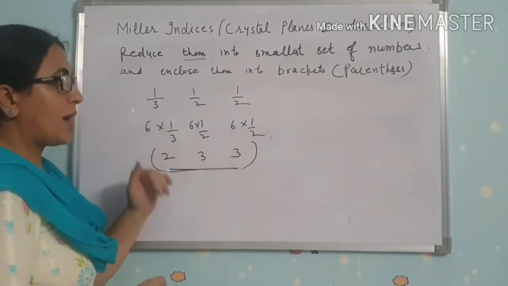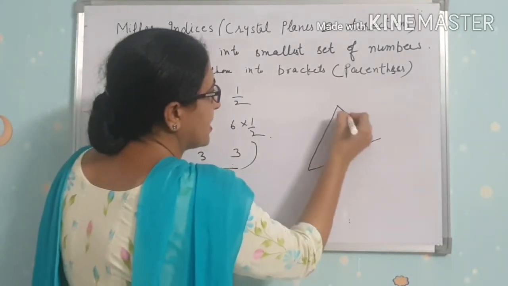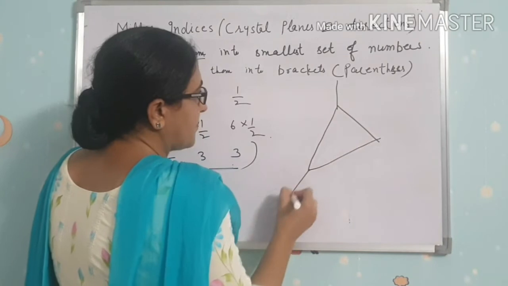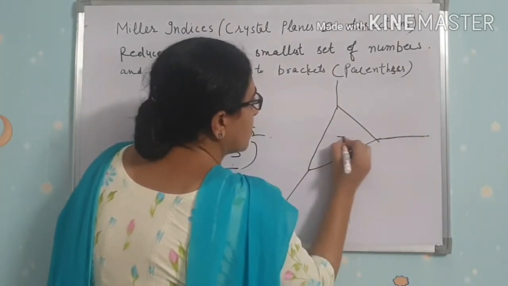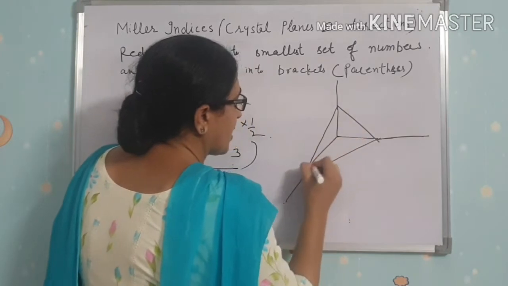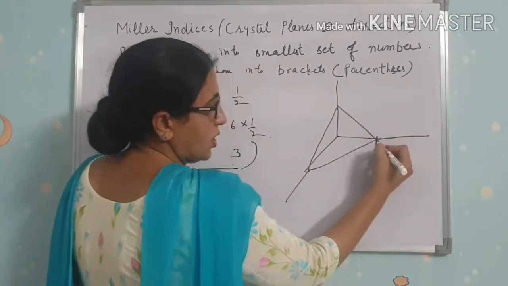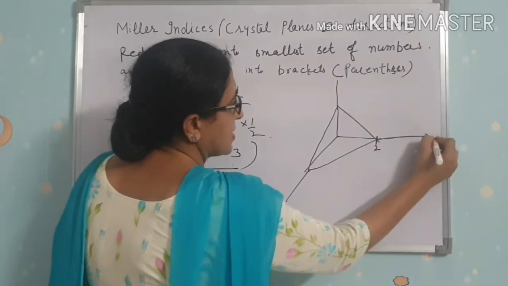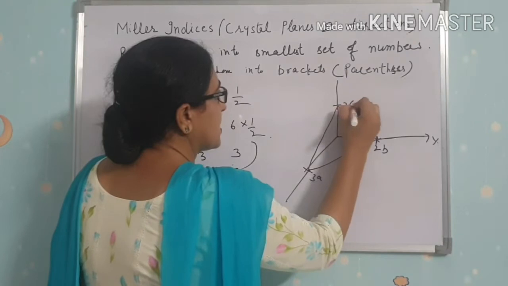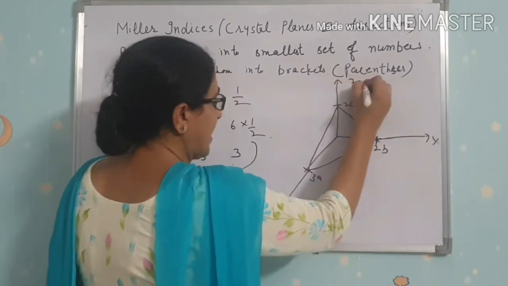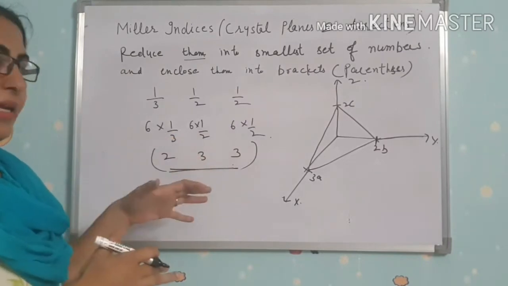Clear? So I am repeating again. We draw this diagram like this. This is the origin, and here is 2b on the y-axis, this is 3a, and this is 2c. This is y, this is z, and this is the x-axis. Clear?